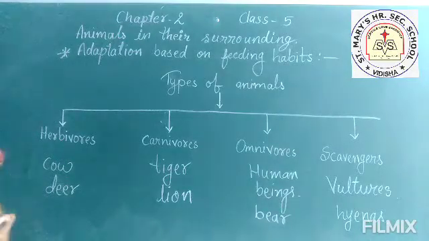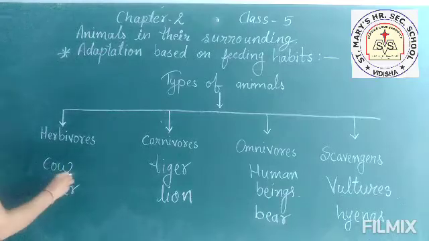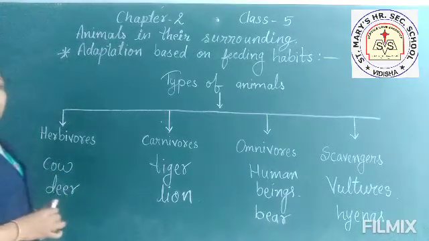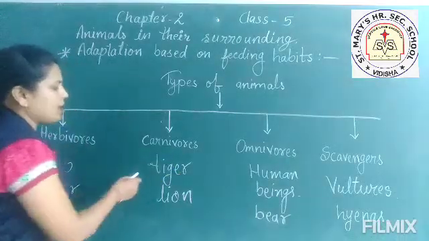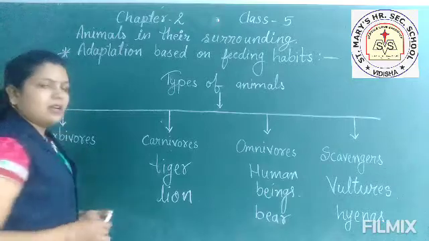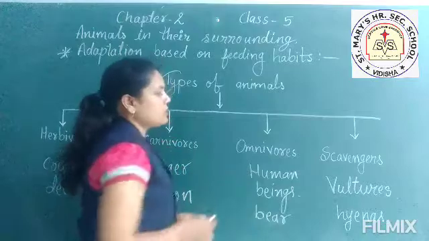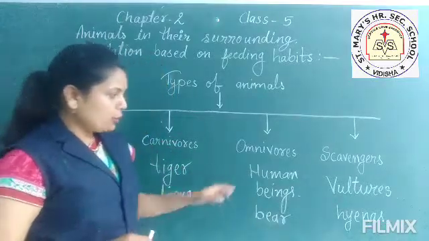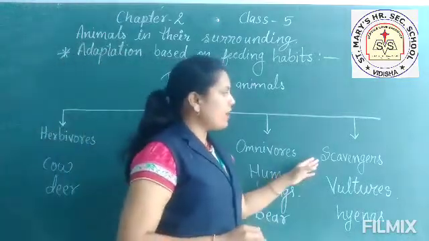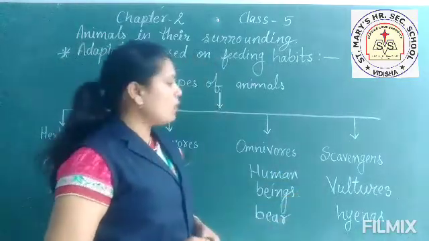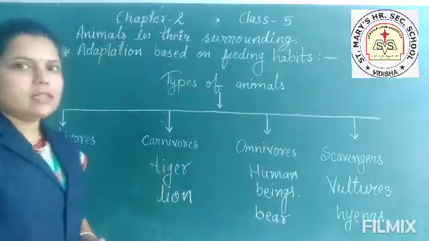Repeat with me. Herbivores. Examples are cow and deer. Carnivores. Examples are tiger and lion. Omnivores. Human being and bear. And scavengers, examples are vulture and hyena. I hope you understand this topic very well.